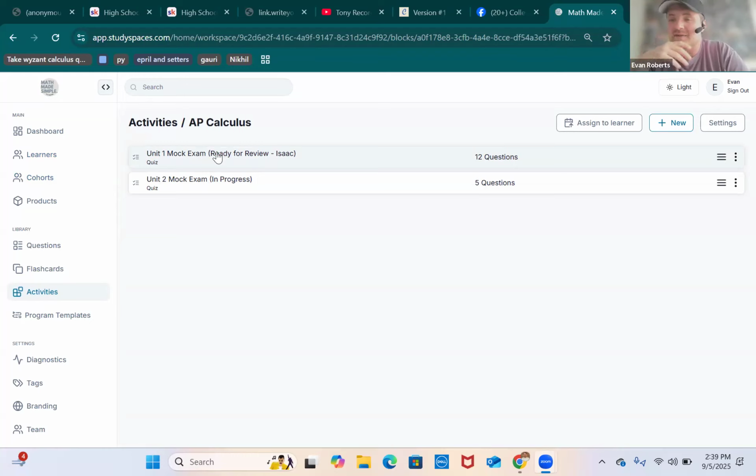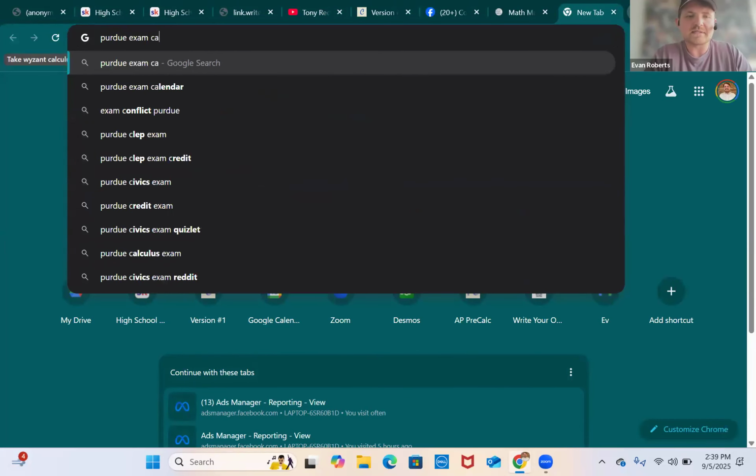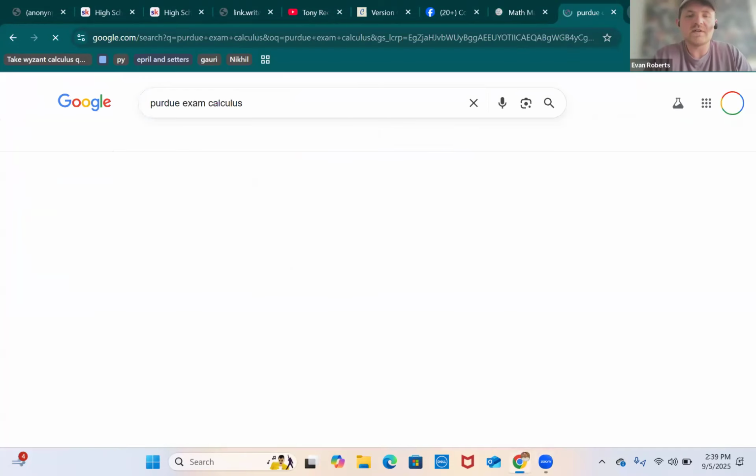And we have a lot of these. We have a lot of teachers that have taught for several years, some teachers 20 years of AP Calculus. And so what we want to do is utilize those older exams to give kids a model. And this is not anything brand new. This is the thing that even like Purdue exams, calculus, I could look this up myself.